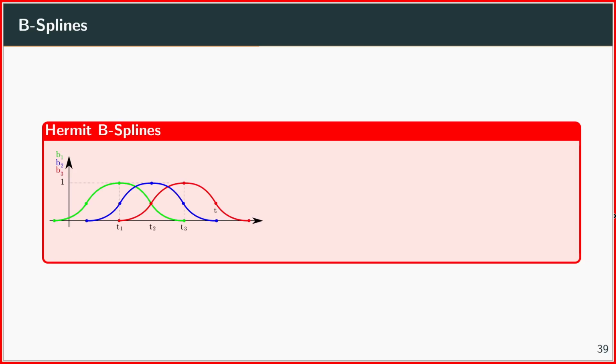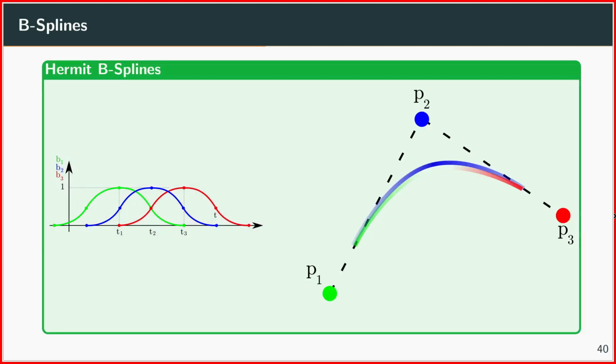Yeah, that's correct. And so the path here would look roughly like this. And again, I drew here the influence of the basis function as gradients. So for example, if you're here in the middle, then the influence of blue is the highest, and green and red are still contributing, but very little. And if you're here at the end, then you have a little bit of influence of blue and a lot of influence of green, and so you are closer to P1 than P2, and the same here for the end, where you have more influence of P3 and a little bit of influence of P2.